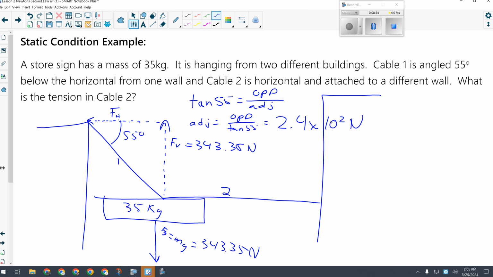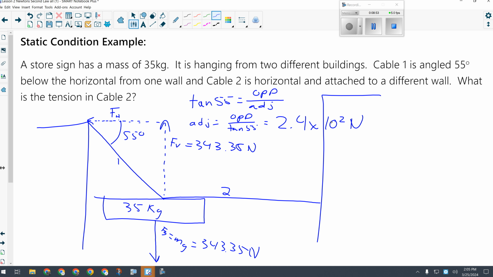Now that force is actually to the left, but they wanted the tension, and tension doesn't have to have a direction. It's just how tight the cable is. Am I done? I'm done. Two calculations. Did that question seem like it needed more than that?